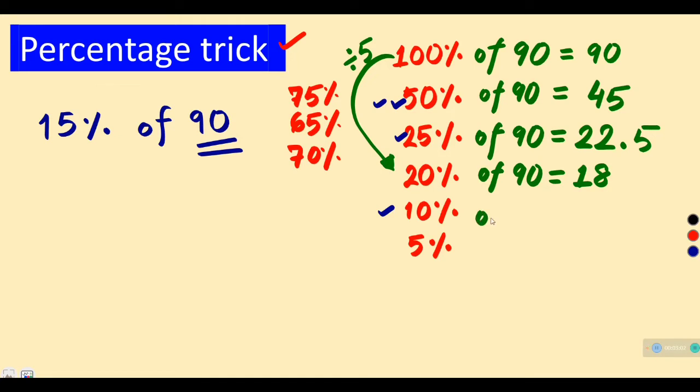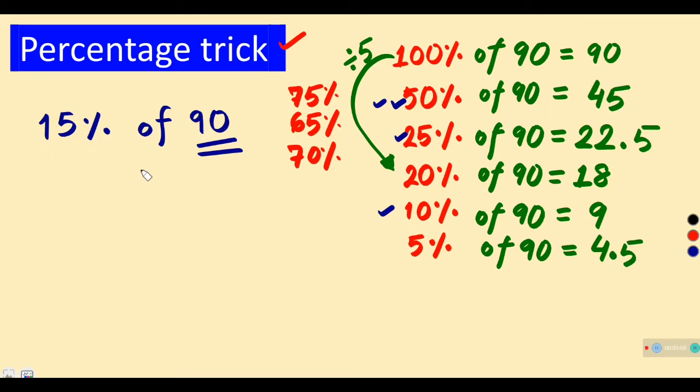And what is 10% of 90? 10% of 90 is very easy. When you divide this number 90 by 10, we can get 10%. It will be 9. And what is 5% of 90? 5% of 90 will be nothing but half of the 10%. Half of 9 is 4.5.